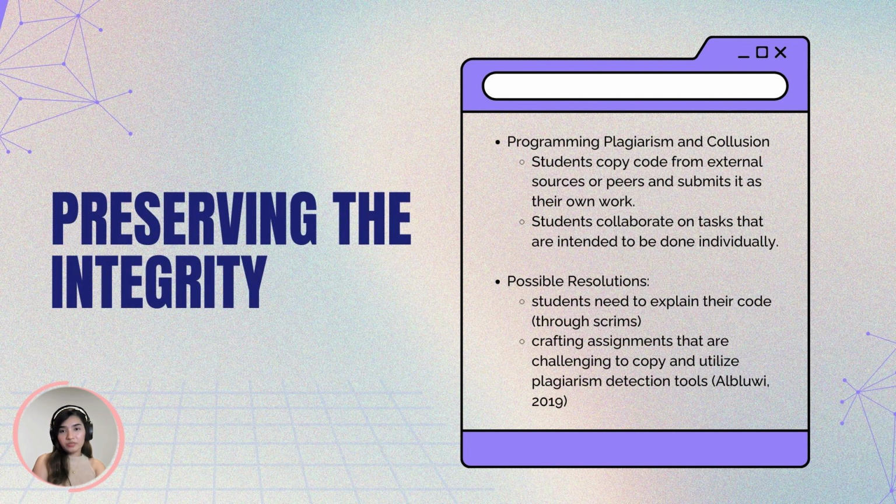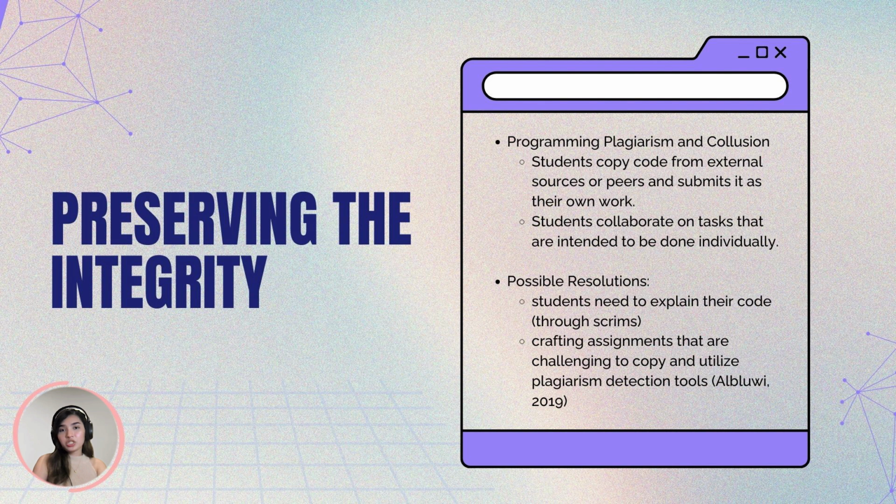Let's proceed to preserving the integrity. Under this topic is the programming plagiarism and collusion. With the rise of advanced AI tools like ChatGPT, issues of academic integrity in programming assignments have become increasingly relevant. Programming plagiarism involves students copying code from external sources or peers and presenting it as their own. This could include using code generated by AI tools without proper citation. Collusion occurs when students work together on tasks meant to be completed individually, such as sharing code or solutions, which undermines the fairness of the assessment.